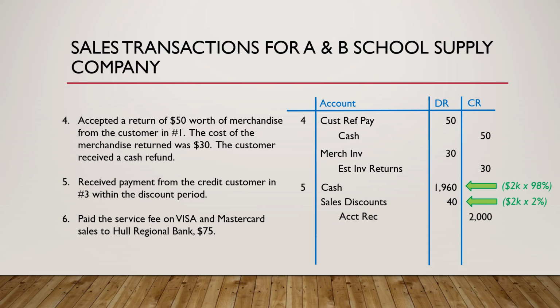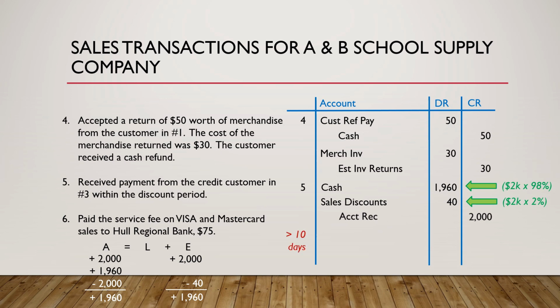Consider the impact of this entry on the accounting equation. The initial debit to AR and credit to sales increased assets and equity by $2,000. When the cash payment was received, we increased our cash asset by $1,960 and decreased the AR asset by the full $2,000 gross amount. At this point, the equation is imbalanced. The debit to sales discounts decreases equity by $40, bringing both sides into alignment.